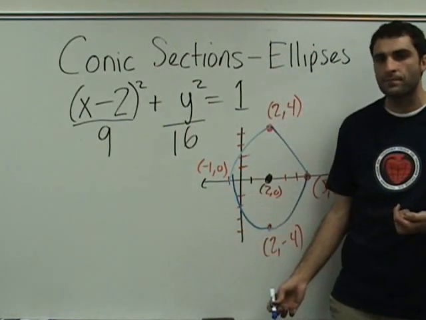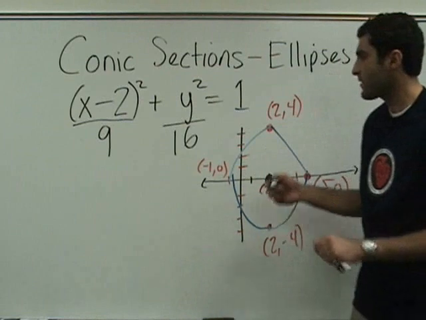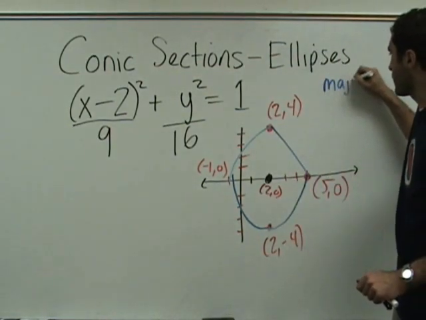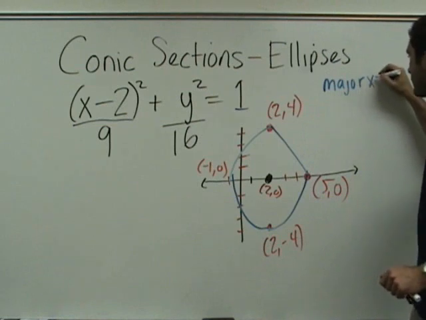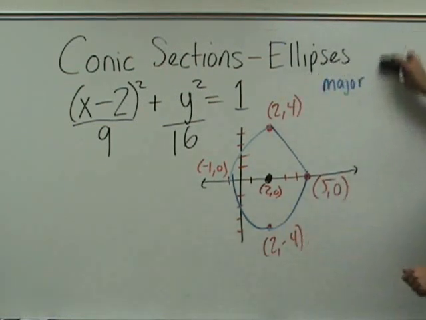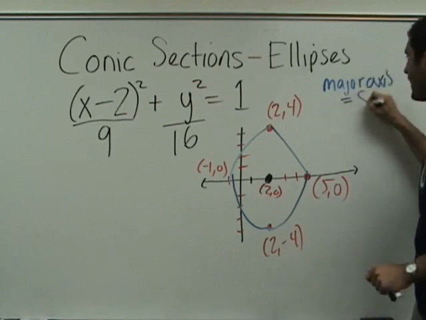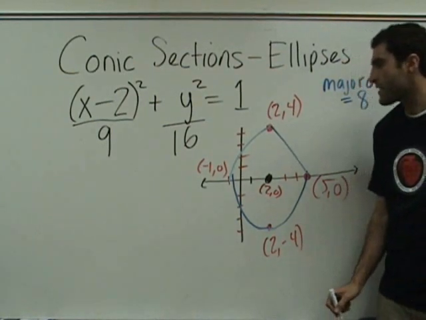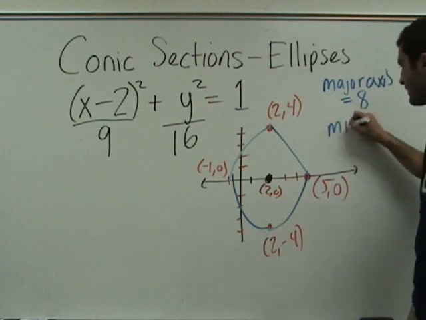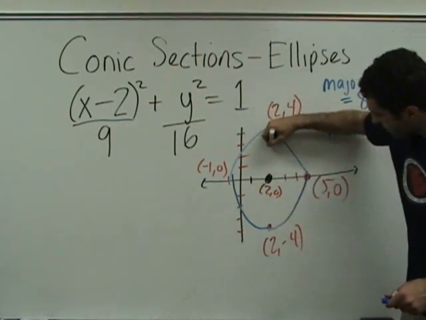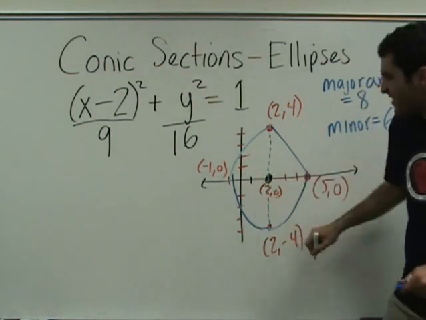What's next? Major axis, minor axis, love it. The major axis equals 8. Minor axis is 6. Great. Now we have to find the foci. Whatever you want to call it.